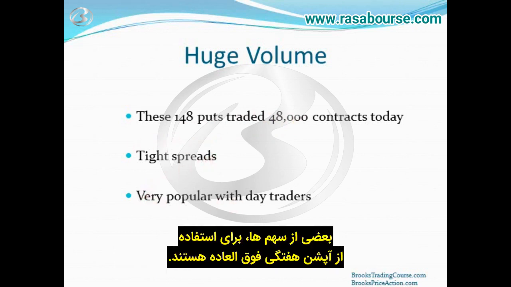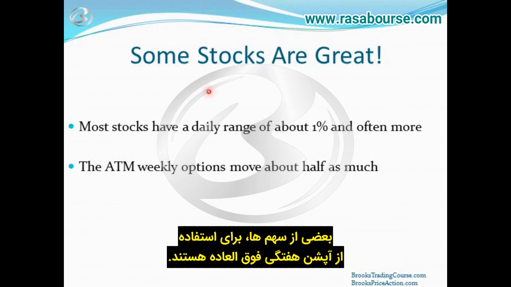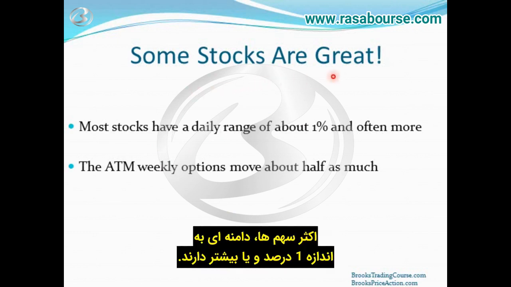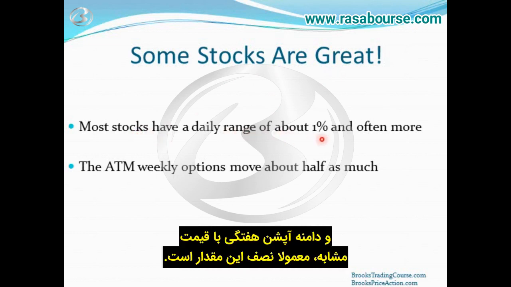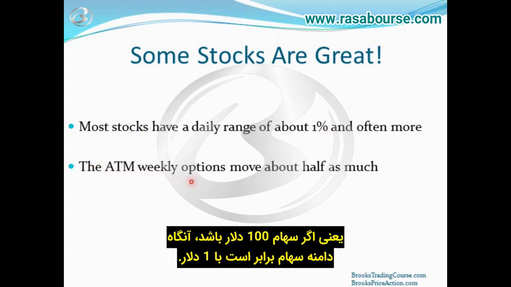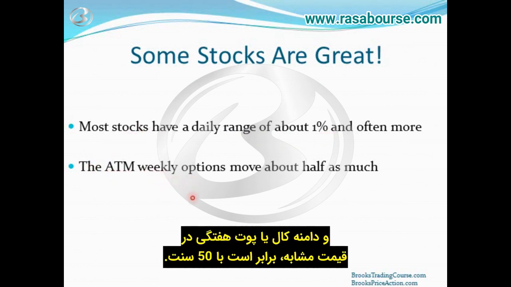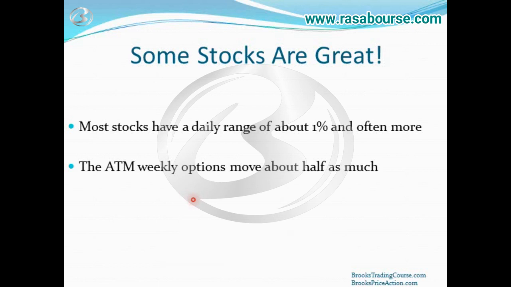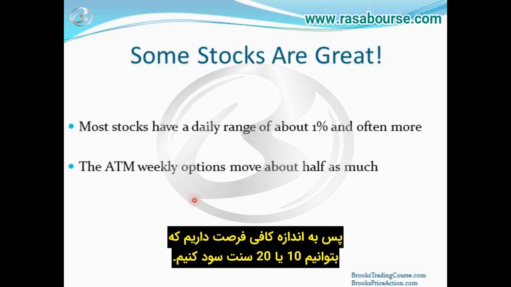Okay, some stocks are great for the weekly options. Most stocks have a range of about 1% or more. And the weekly at-the-money options have about a range half that much. So if it's a $100 stock, the range on the stock will be about $1, and the range on the at-the-money weekly put and call will be about 50 cents, and that's plenty of room to make 10 to 20 cents profit.